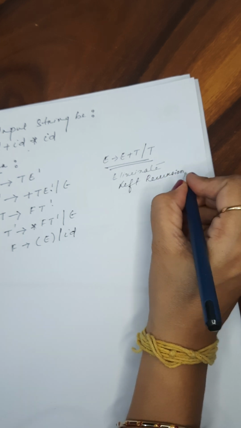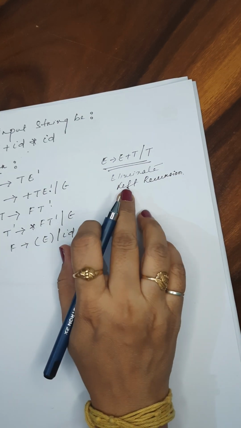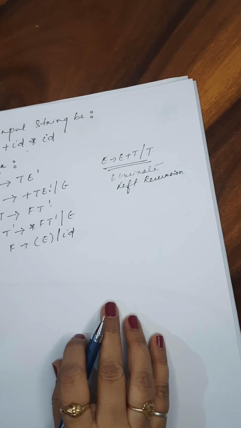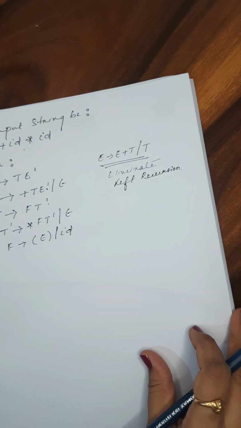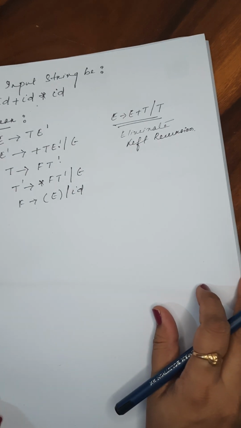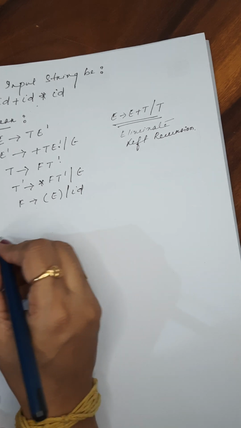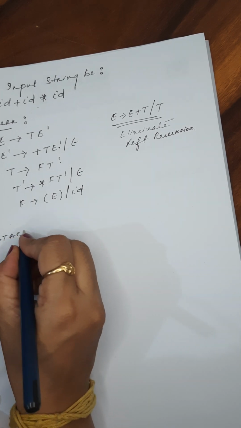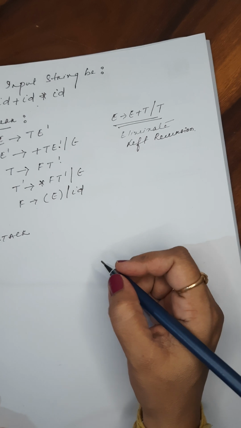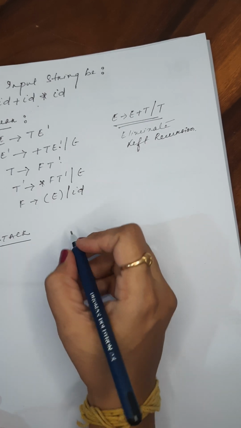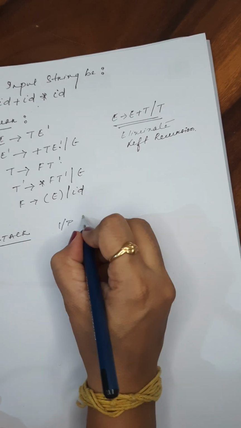Without eliminating left recursion, if you are doing, then it is wrong. Okay. Now, we will see what to do, then how to construct, how to parse the string. First, the predictive parser will contain a stack, where we need to store the grammar.